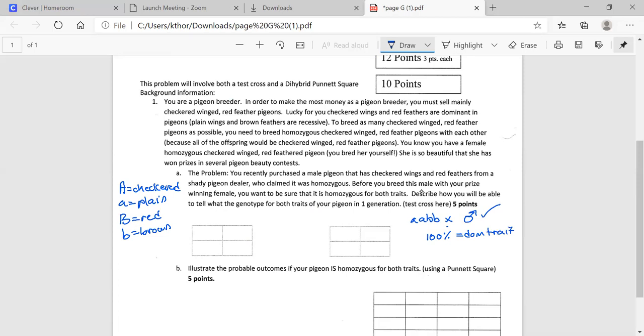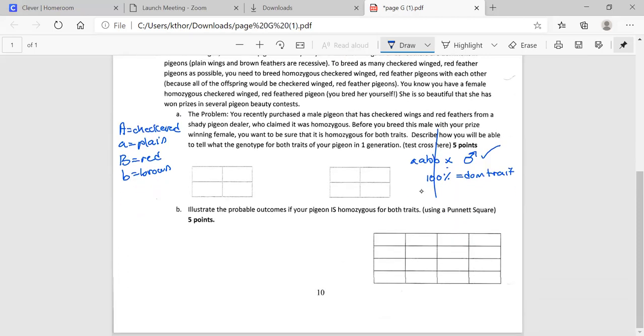But if any percentage of the offspring shows a recessive trait, that means that male is heterozygous, because he must be carrying a recessive allele as well. So you would have to do a test cross by crossing the male pigeon in question with a female that is homozygous recessive.